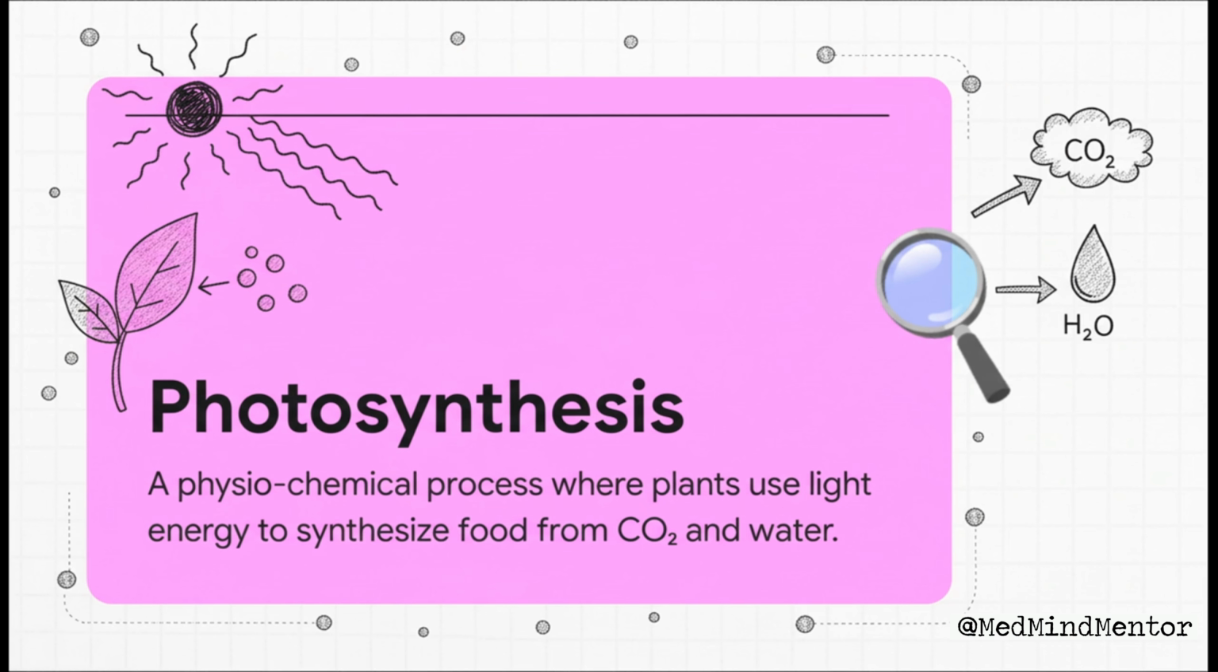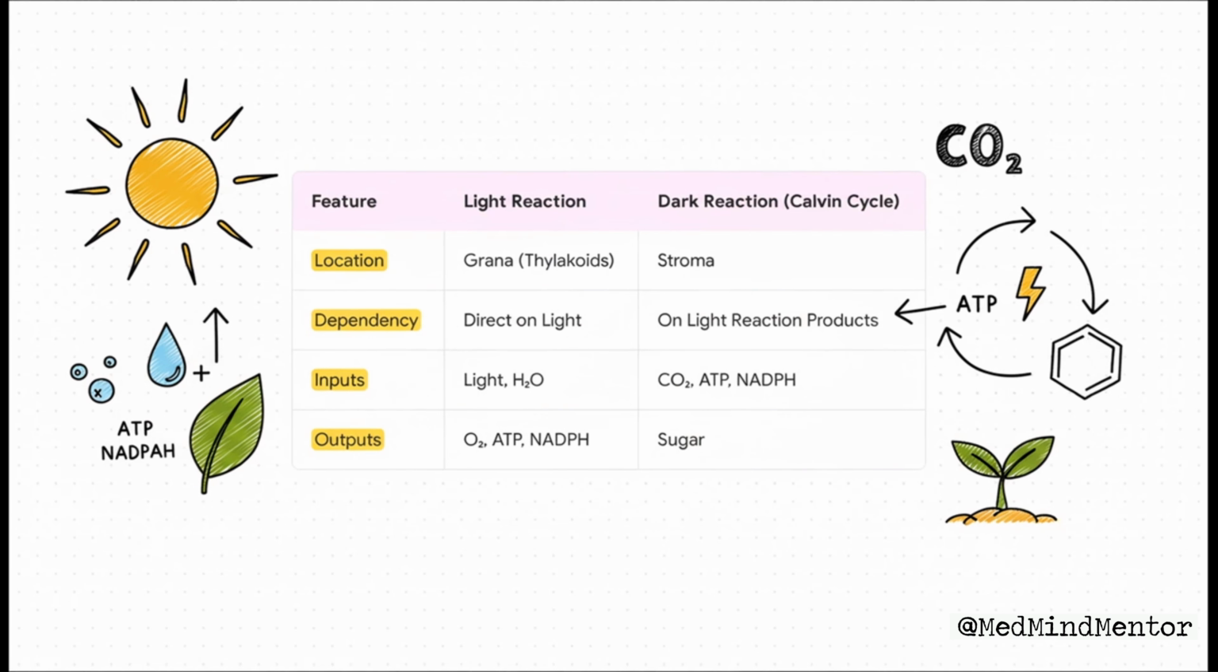It's amazing. Now, this whole process is split into 2 main stages. First up is the light reaction, which happens in the thylakoids. It uses light to split water, release oxygen, and create 2 critical energy packets, ATP and NADPH.